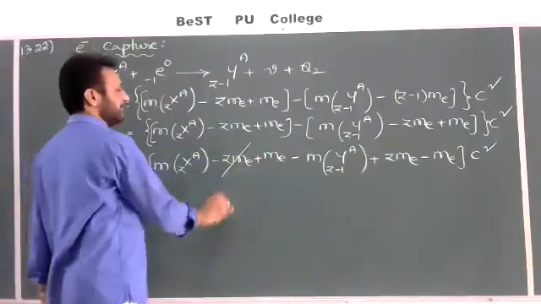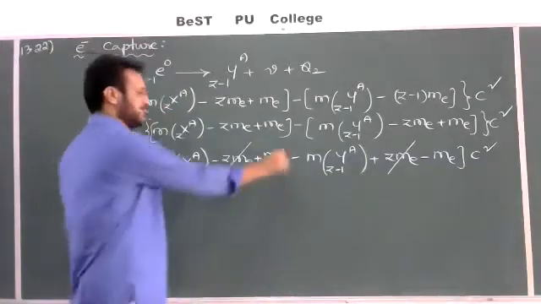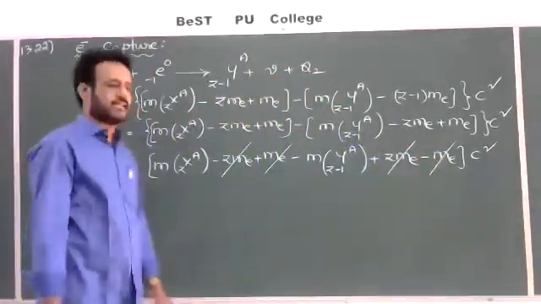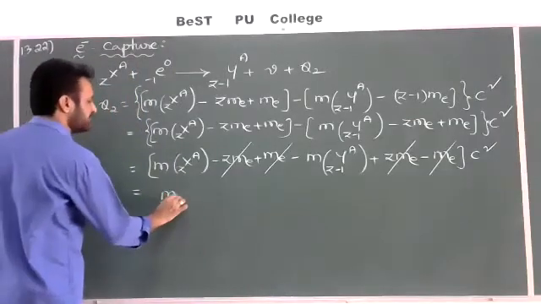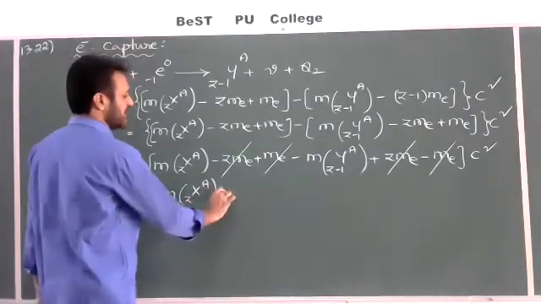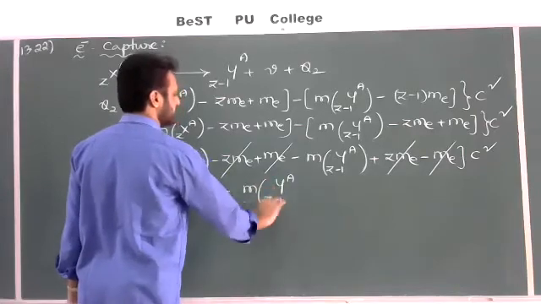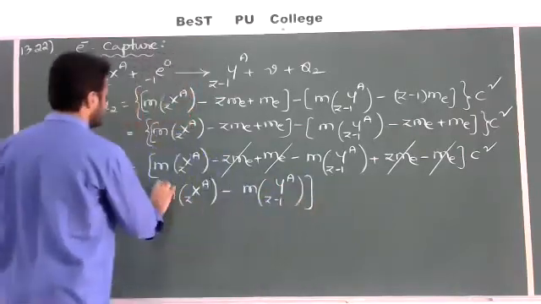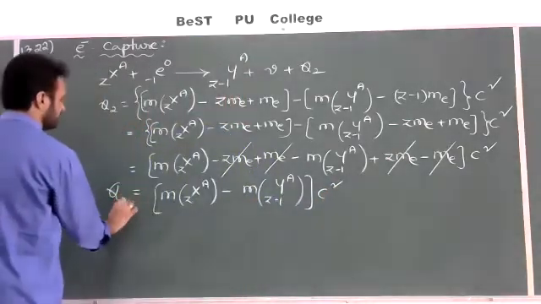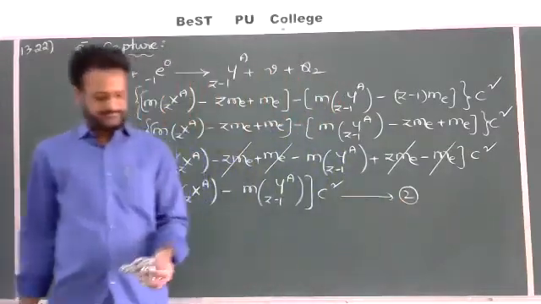Minus ZME plus ZME get cancelled, and then plus ME and minus ME also get cancelled. Then you should write the remaining M of x ZA minus M of y Z minus 1A into C square. It is Q2, the equation 2 you should take. Now write this one first.